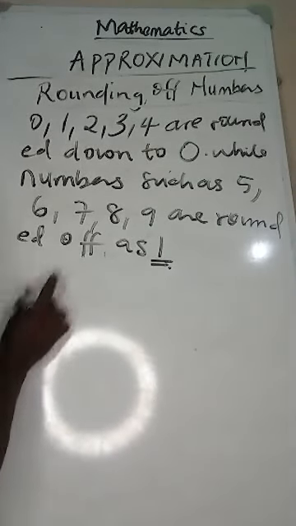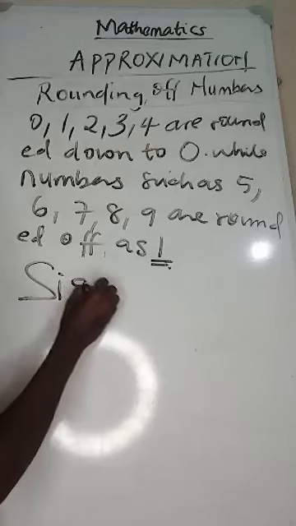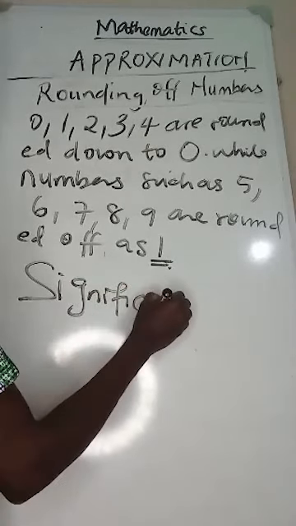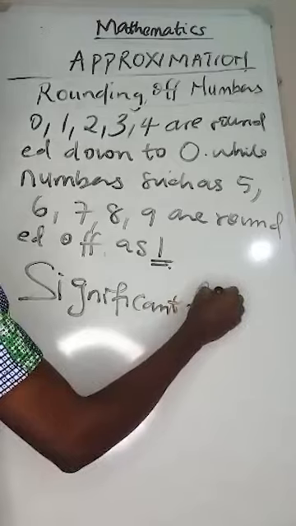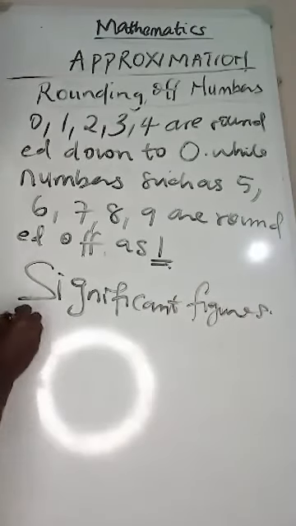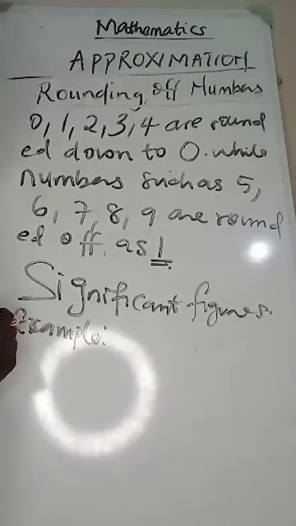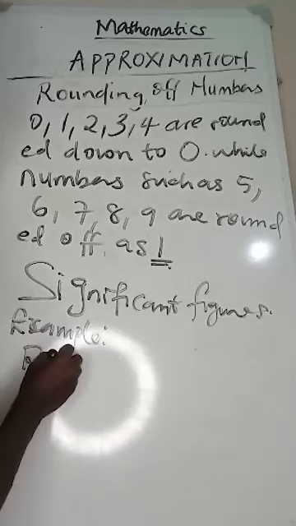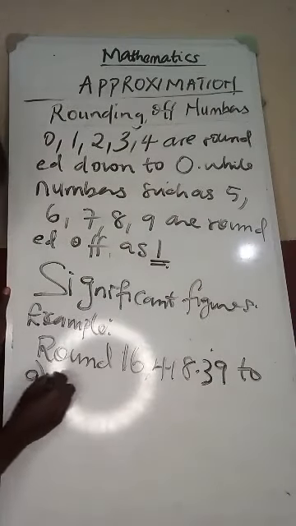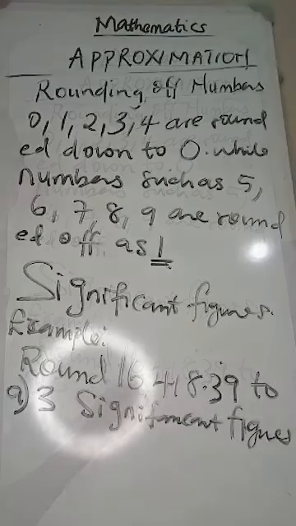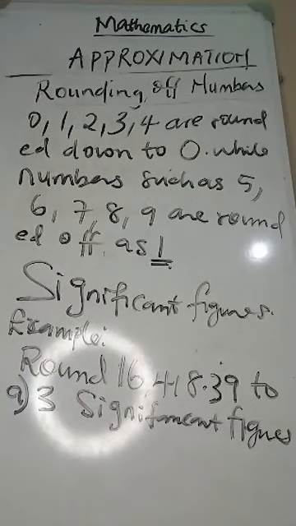Now, in this rounding off, we'll talk about significant figures. Example: I want to round off the number 16,418.39 to three significant figures.